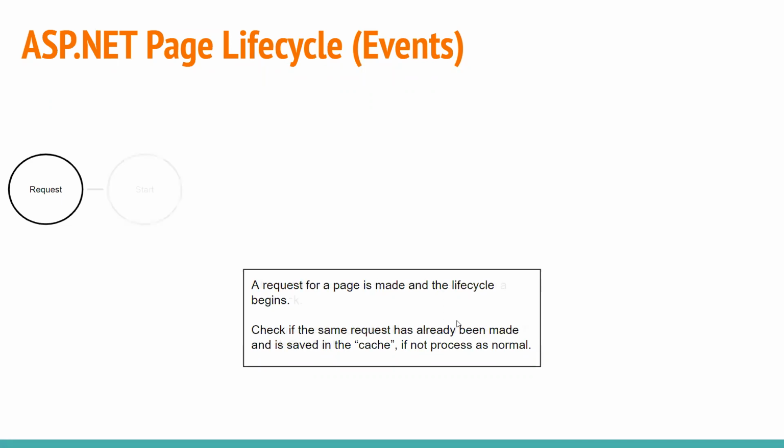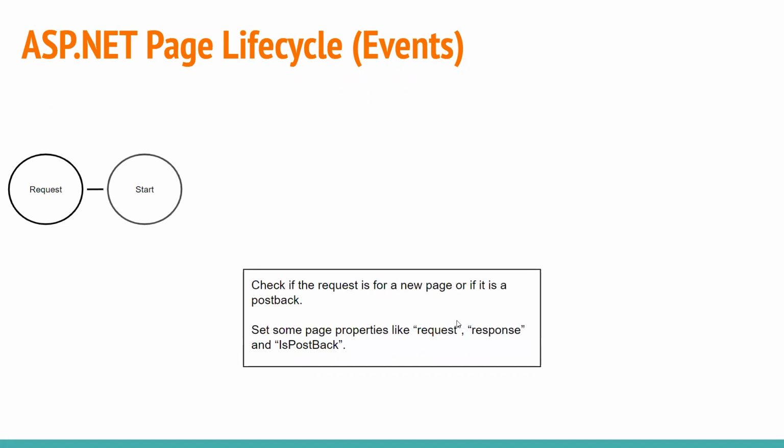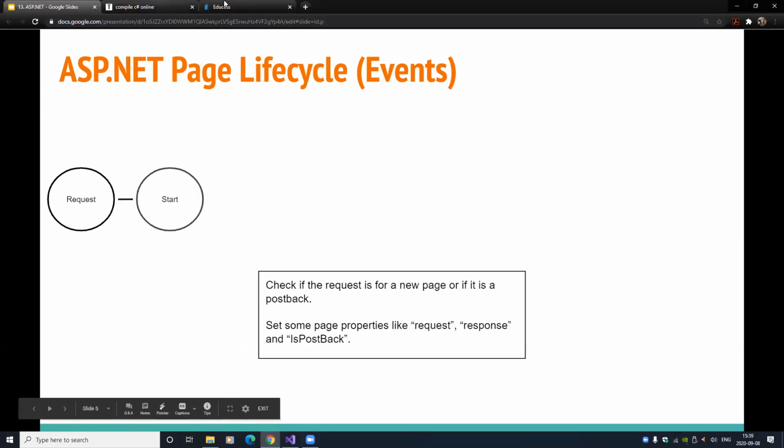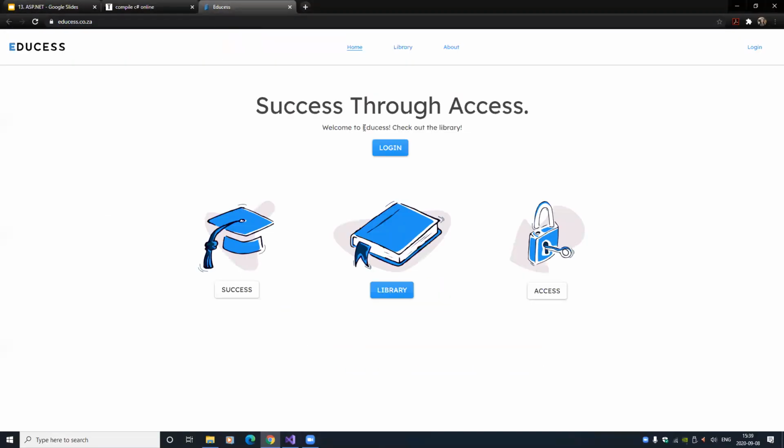Not too bad. After that, we want to start the life cycle. So after the request, we're going to start the life cycle. And where do we do that? We do it at the start stage, okay? The start stage involves determining whether the request is a postback or a new request. Okay, so now we have another question. What is a postback? What is a new request?